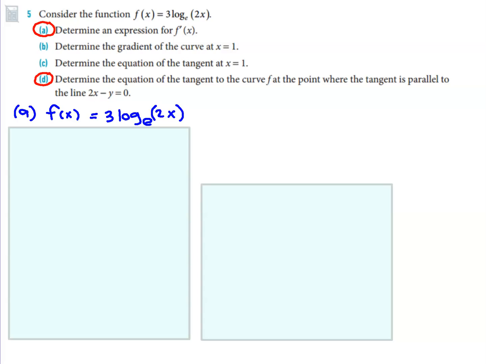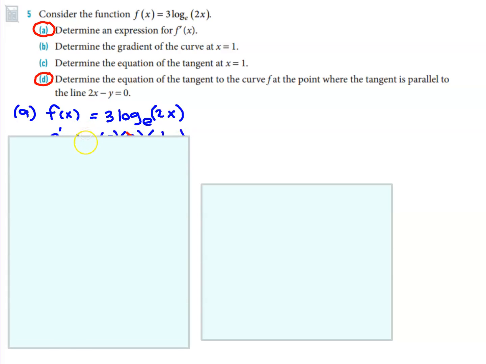So consider the function f of x equals 3 log to the base e of 2x. And question A says determine an expression for the derivative of f of x. So have a go at that. Please stop the video, see how you go. You've done these before.